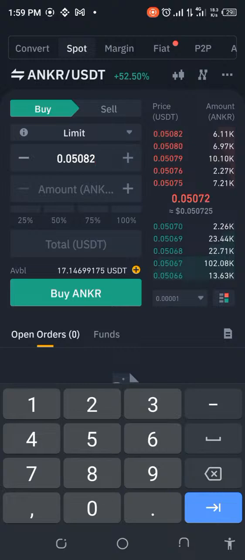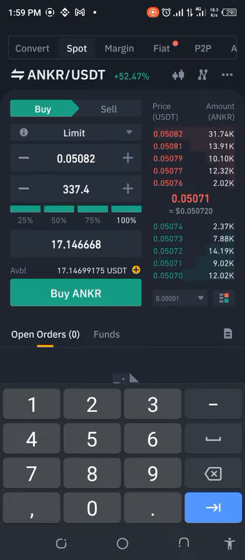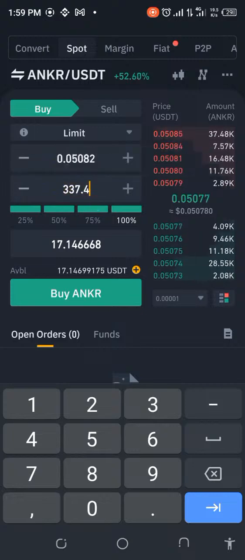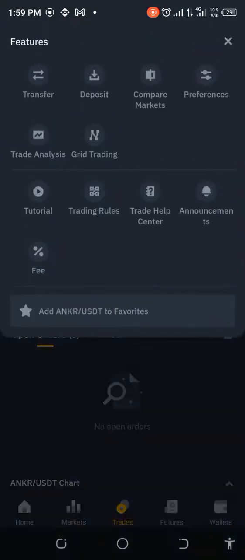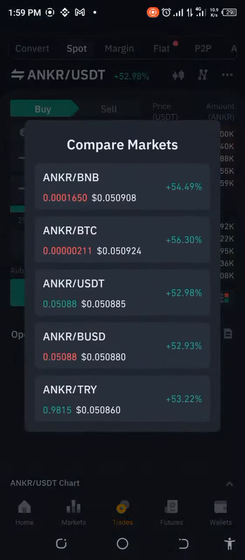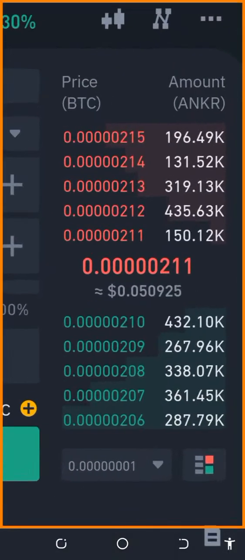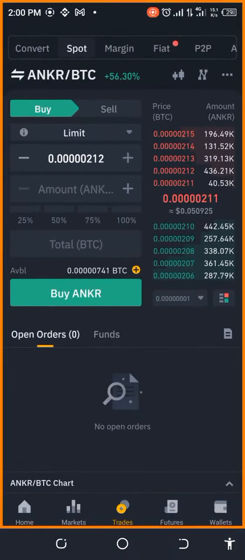If I just do a little simulation to see what I will get, let's copy that. This is on 0.05082. Let me go sell that to the BTC market. I'm going to put that, let's see what it is here. You can actually see this here.